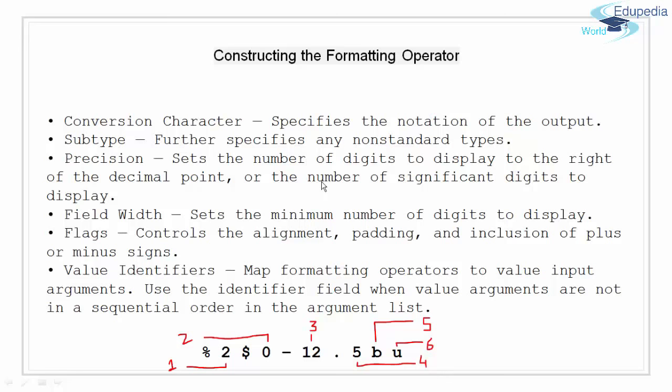Then at 3 we have the field width that sets the minimum number of digits to be displayed. Then at position 2 we have flags that control the alignment, padding, and inclusion of plus or minus sign. Then at last, at the first position, we have the identifier that maps the formatting operators to value input arguments. We use this identifier field when value arguments are not in sequential order in the argument list. So one by one, we are going to look into each of these that make up a formatting operator.